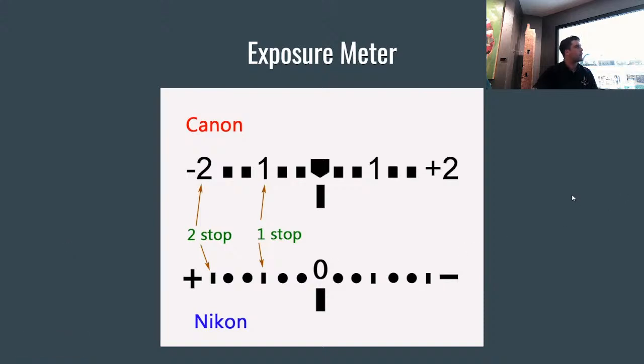Alright, exposure meter. So on all of the cameras, when you're looking at it either through the LCD screen or you're looking through the viewfinder, you're going to see an exposure meter. Some people turn theirs off, some people keep theirs on. For Canon, they show a 1, a 2. For Nikon, they show more of a dash in between their dots. Each of those numbers or dashes represents a stop.